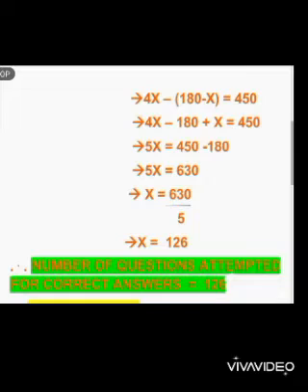So, now let us simplify this. 4x minus (180 minus x) means minus times minus 180, and minus times minus x will become plus x. So, 4x minus 180 plus x is equal to 450. Now, let us add the x variables. 4x plus x is 5x. And let us transpose minus 180 to the right hand side. Then you will get plus 180. So, 5x is equal to 450 plus 180, which is 630.